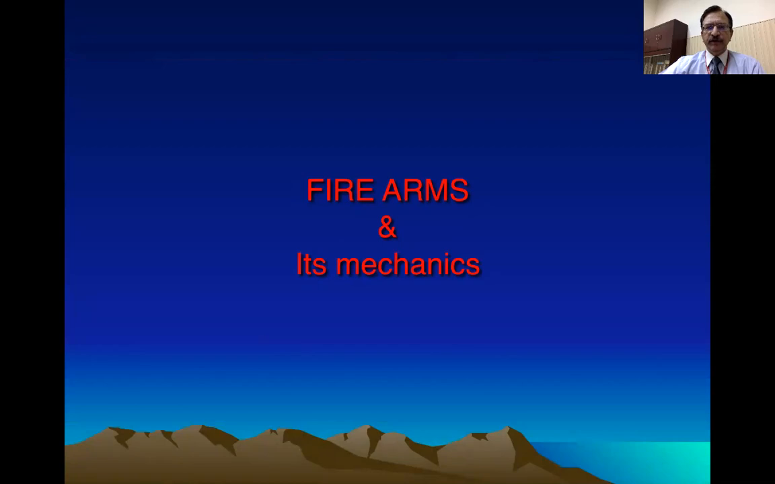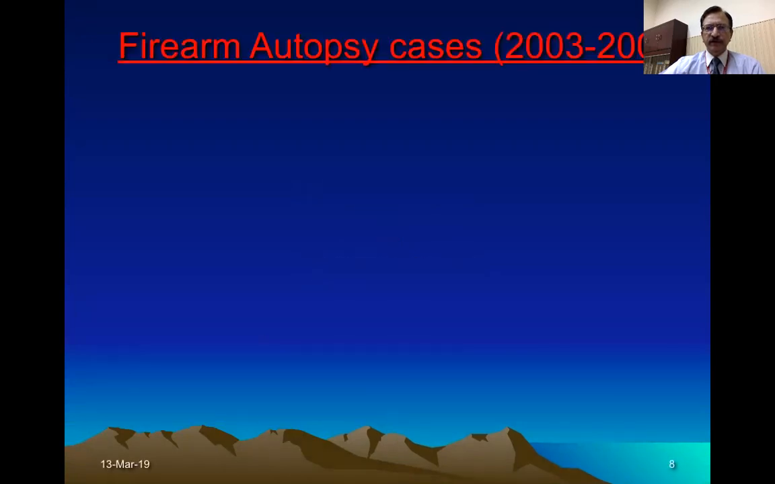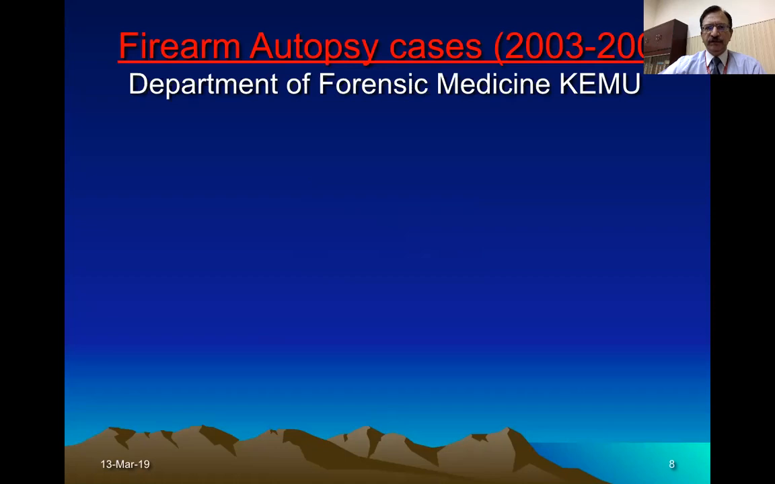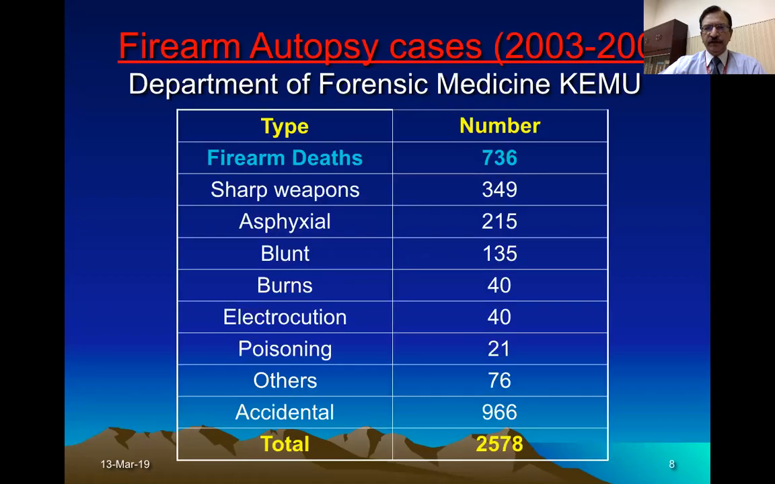This is very important because a study was carried out in King Edward Medical University from 2003 to 2008. And it was found out that amongst 2,578 cases, firearm was the leading homicidal cause of death, whereas accidents are the number one leading cause overall, but in homicidal deaths, the firearm was the leading cause.